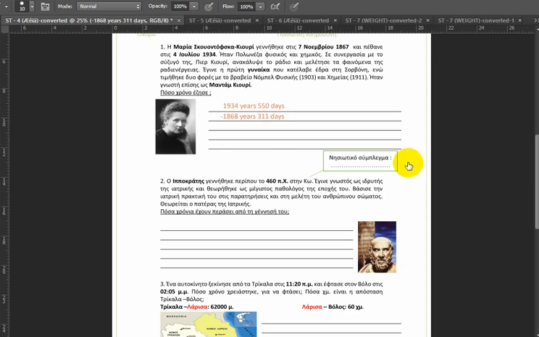So I can say 0 take away 1. I can't do it, but I can borrow here. 10 take away 1 makes 9. And then I'd say 5 take away 2 makes 3. 5 take away 3 makes 2. And then I can do the subtraction of the years. 4 take away 8 I can't do, so I need to borrow. 14 take away 8 makes 6.